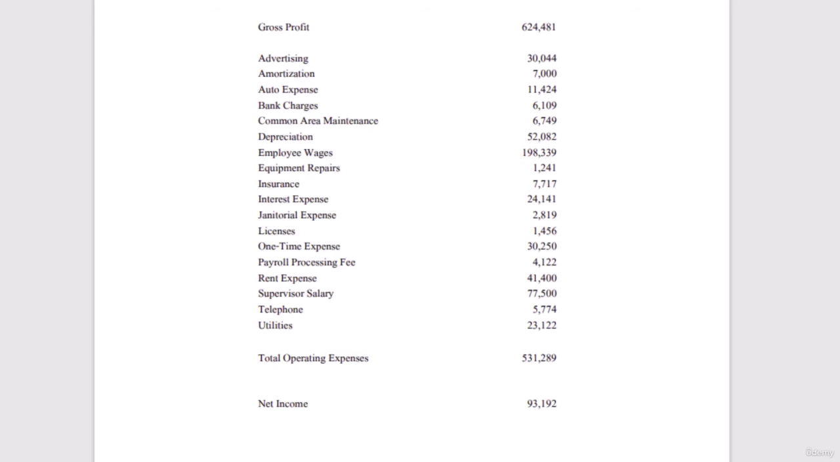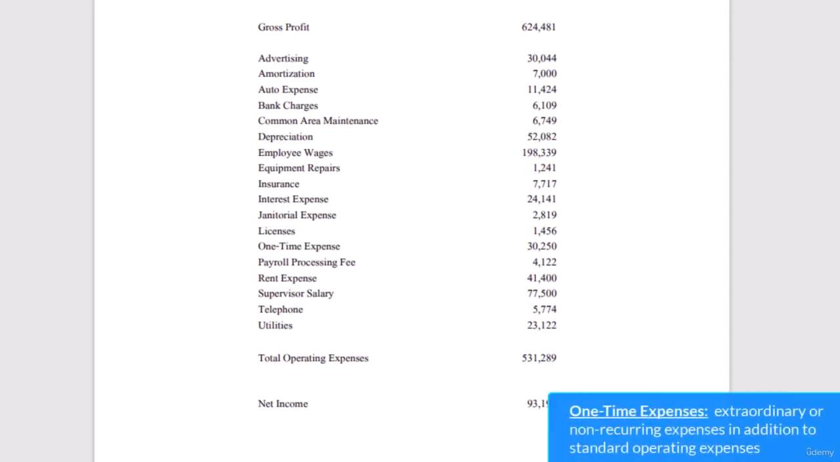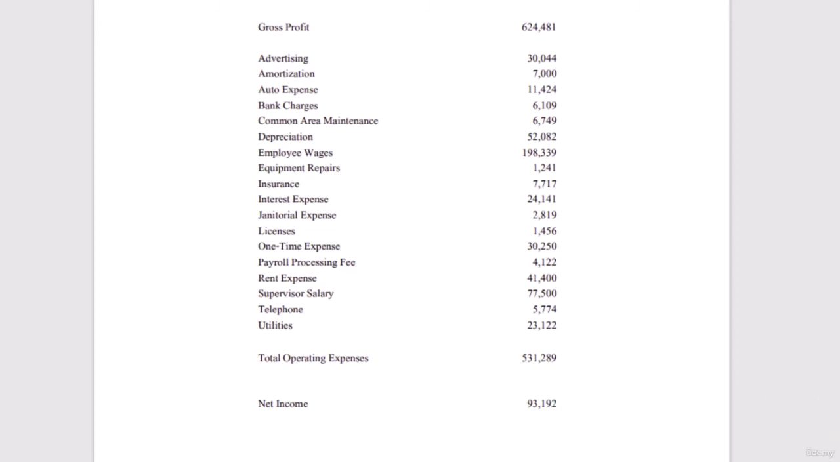Now, the last expense that I'd like to specifically highlight is the one-time expense of $30,250. One-time expenses are extraordinary or non-recurring in nature, and they occur in addition to standard operations. So some common examples of non-recurring expenses might include weather damage, loan fees, unusually high attorney's fees, and so on. Businesses often separate non-recurring from recurring expenses to reflect that the non-recurring expenses are just that, not typical in nature. Now, again, this concept will become more important to us when we discuss financial modeling later in this section.